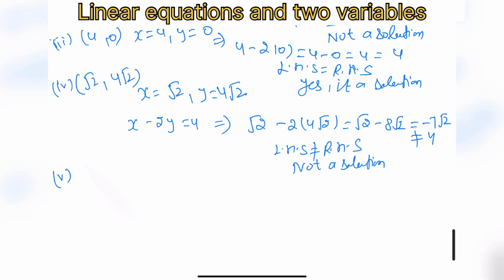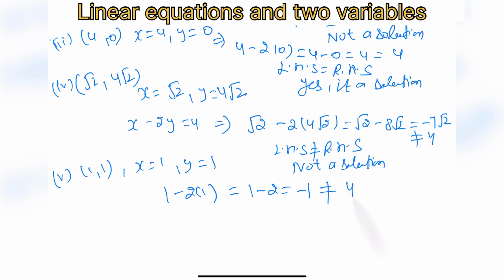Now we have the fifth part, that is (1, 1). Again we have to put x as 1 and y also as 1. So 1 minus 2 into 1 is equal to 1 minus 2, which is equal to minus 1. That is also not equal to 4. It means left hand side is not equal to the right hand side. So we can say that it is also not a solution of the equation. Only the third part, that means (4, 0), is a solution of the given equation.